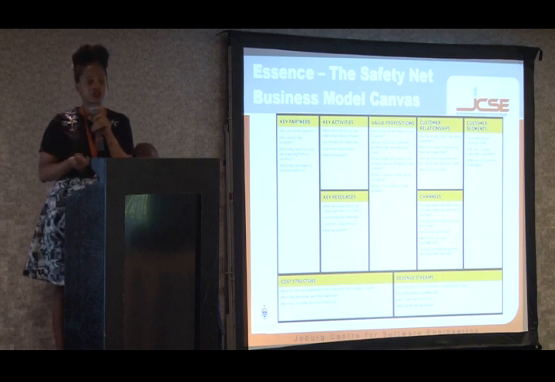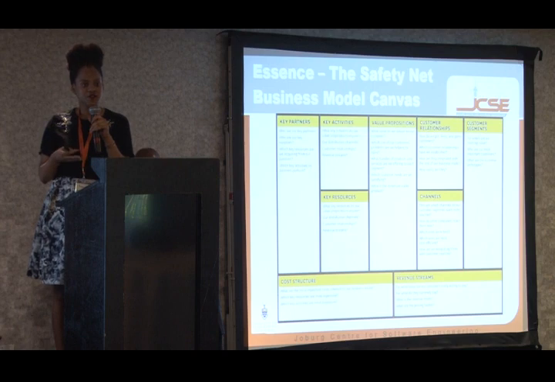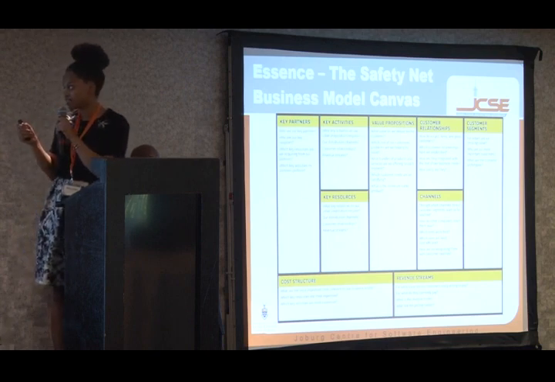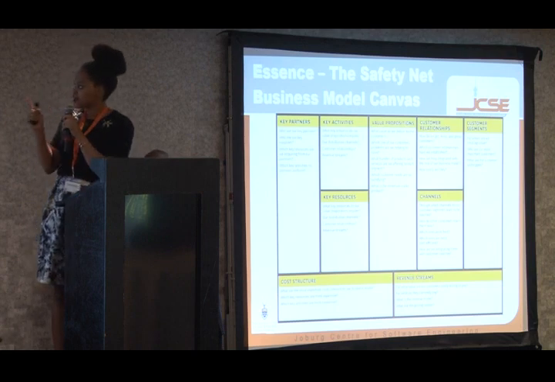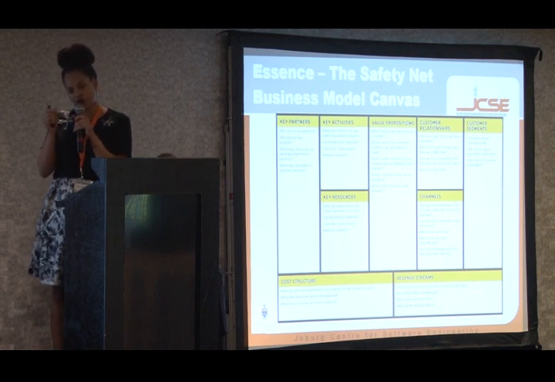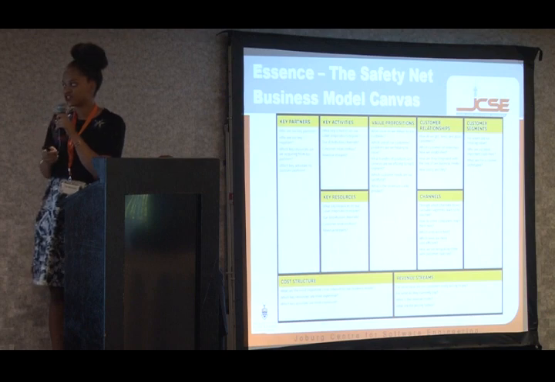Customer segments being the first one. So when we talk about customer segments, the entrepreneur normally needs to ask themselves, who are we trying to assist? What's our target market? That's the first one. So I'm not sure if you can really see here, but it says, for whom are we creating the value for? Customer segment, value proposition. What problem are we trying to solve? That's your value proposition.